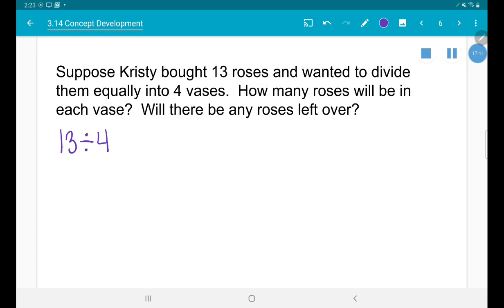Yeah, so we've got 13 roses. That's our total. And this time, when I'm dividing, that 4 is telling me the number of groups because she wants to put them into 4 vases. So I'm going to be looking for the size of the groups, or how many will be in each vase.